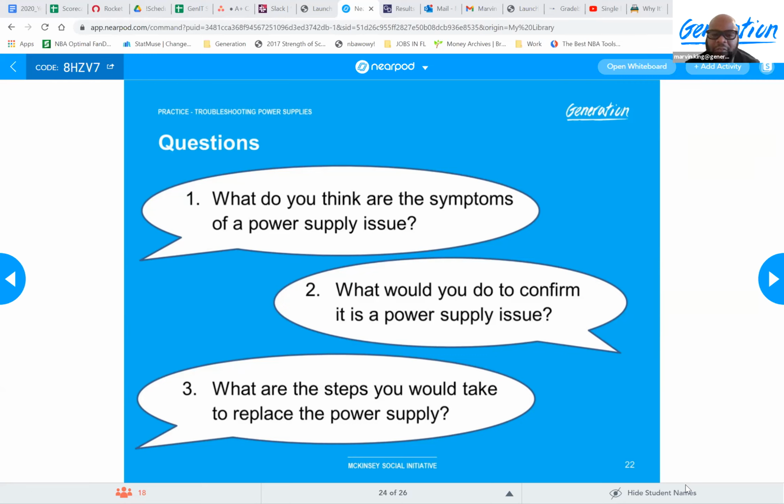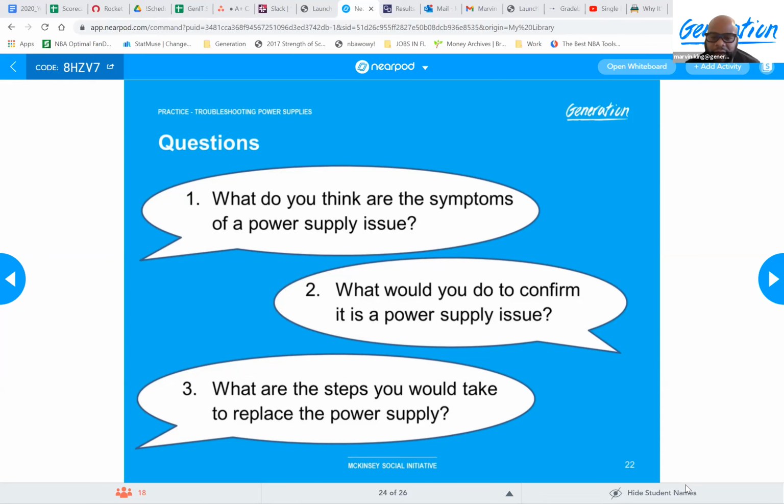What would be some symptoms of a power supply issue? What would be happening? System randomly shuts off. I like it, Chris. Somebody add to that. Providing no power at all. Yeah, I was about to say there's nothing to turn it on with. They're just not turning on in general. That's a big one. Keith, go ahead and read number 2 for me, sir.